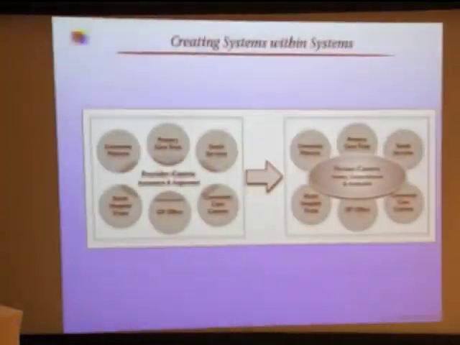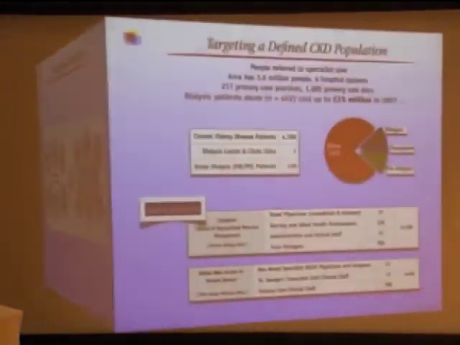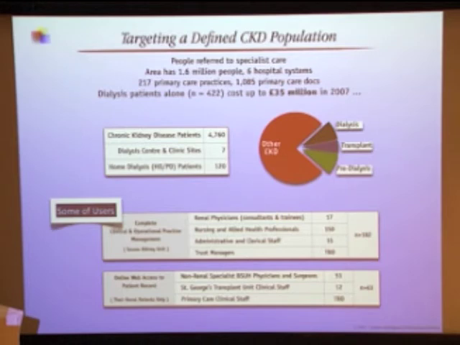I'm going to just skip through that and just say, this particular project, what we did is we carved out a particular patient population, which is patients with chronic kidney disease who've seen specialists. And so that's roughly 5,000 patients, 7 dialysis centers, several hundred workers, but we'll go into primary care in a second. So we've carved them out.